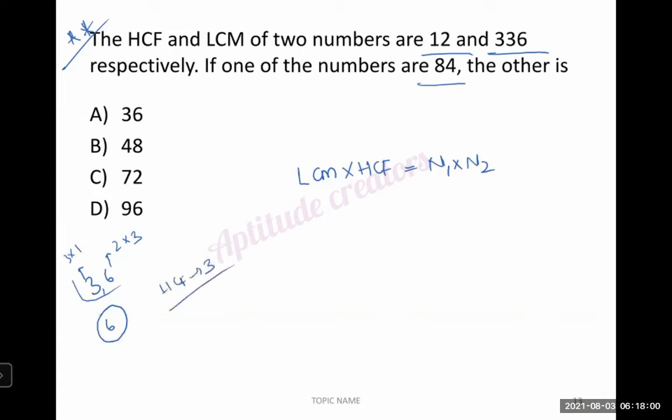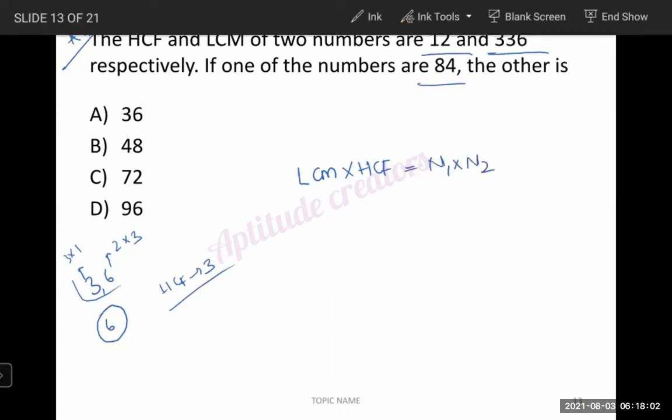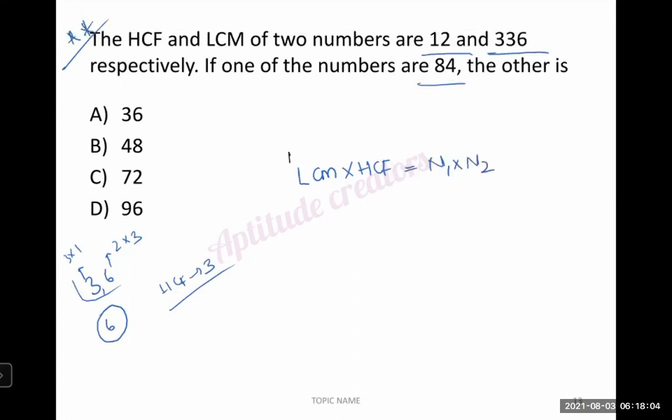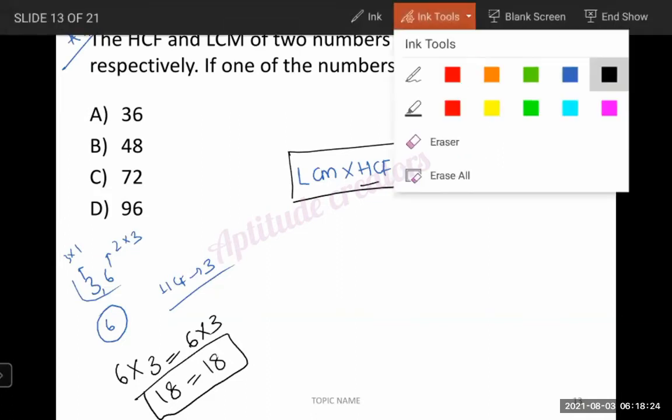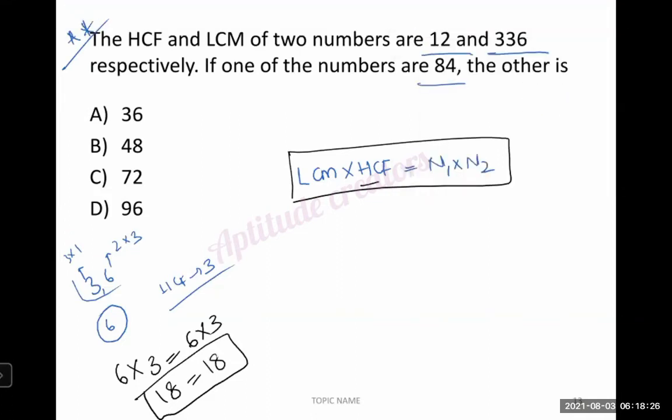Now, here, can I say LCM into HCF is equal to N1 into N2, right? Now, LCM is equal to 6 and HCF is equal to 3. N1 into N2, that number is 6 into 3. This is 18 and this is 18. That is the reason I have mentioned that LCM into HCF is equal to the product of two numbers.